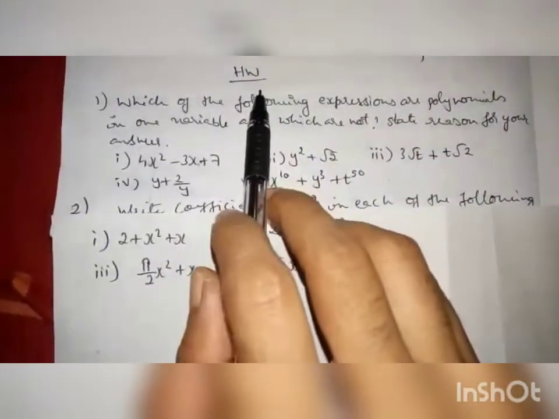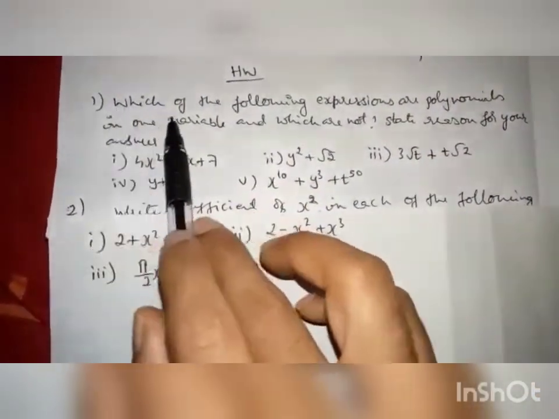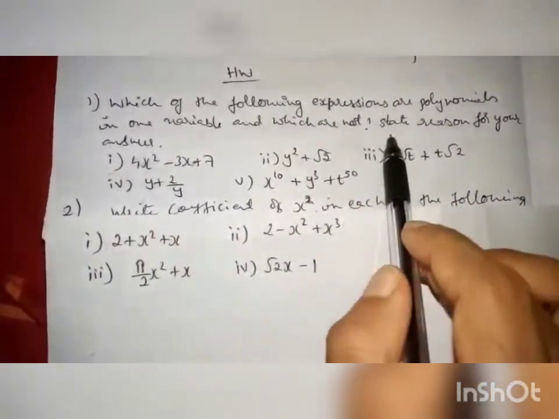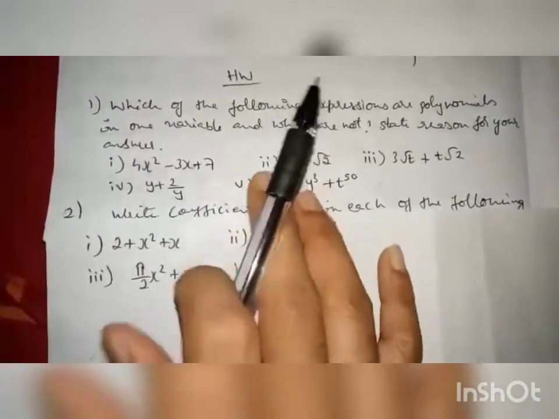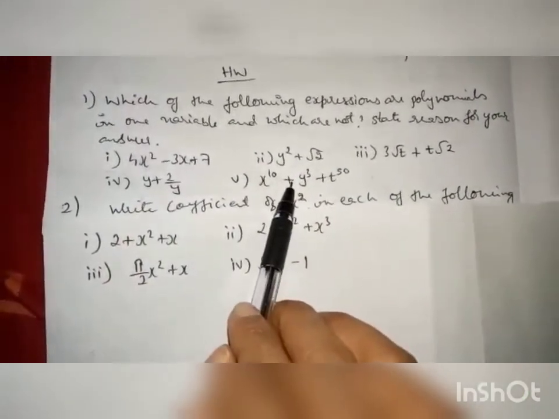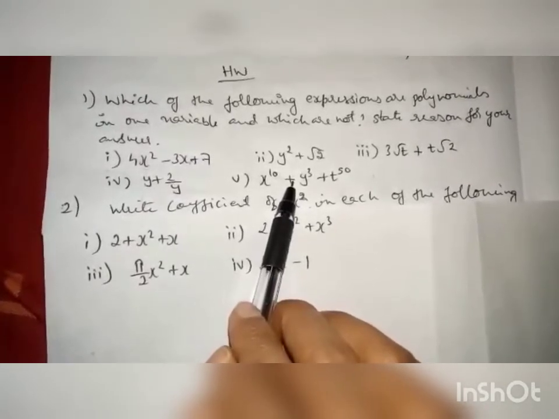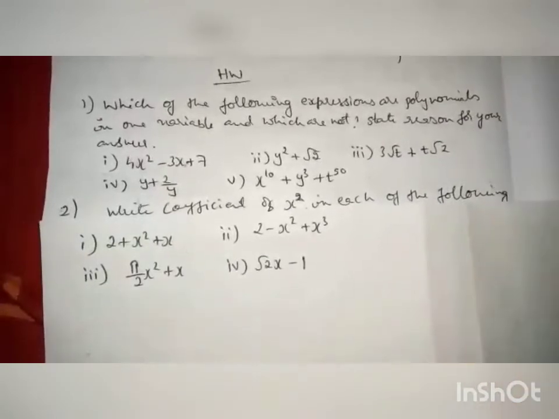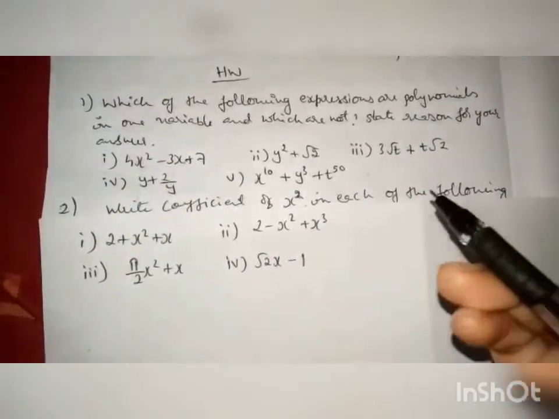Students, take down some homework problems. First one: which of the following expressions are polynomials in one variable and which are not? State reason for your answer. In these 5 questions you have to say which is a polynomial in one variable, and if it is not a polynomial you have to mention the reason also.